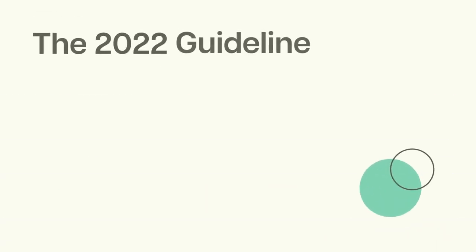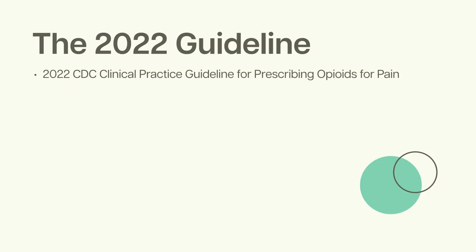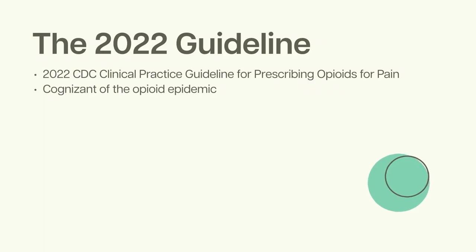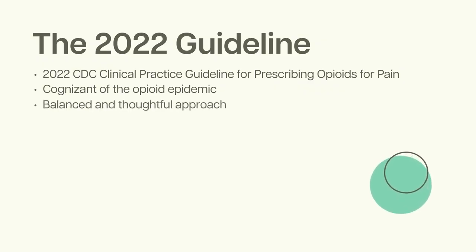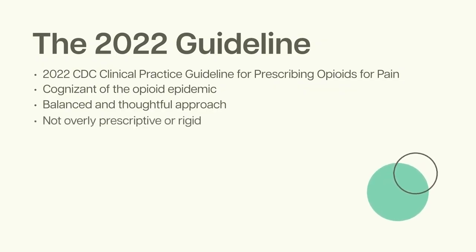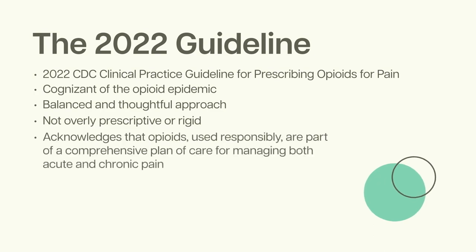Today's session is based largely on the 2022 CDC Clinical Practice Guideline for Prescribing Opioids for Pain. This guideline is, of course, cognizant of the ongoing opioid epidemic. At the same time, it presents a balanced and, frankly, thoughtful approach to the application of opioids for patients who need them. It's not overly prescriptive or rigid, and it acknowledges that opioids, when used responsibly, can be part of a comprehensive plan of care for managing both acute and chronic pain.